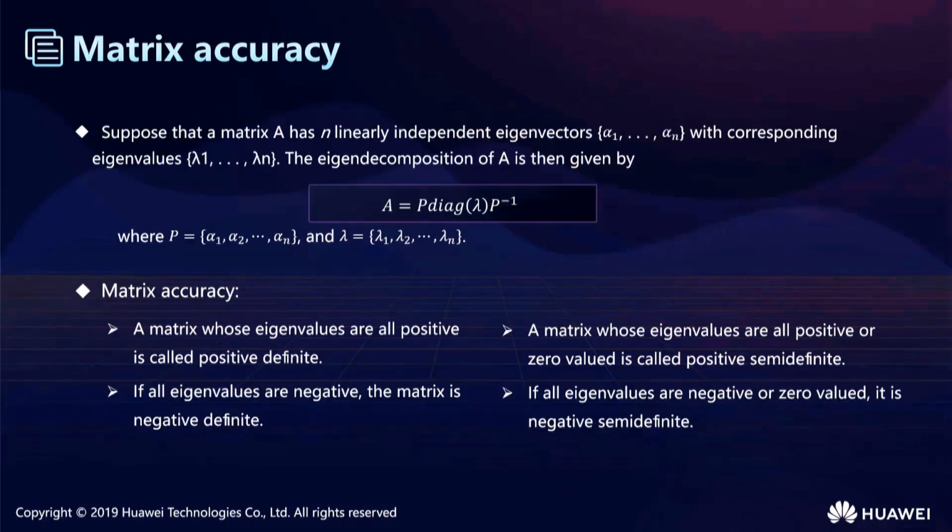For a symmetric matrix, its eigen decomposition has a special situation, giving the decomposition like this formula. Here are some definitions of matrices. A matrix whose eigenvalues are all positive is called positive definite. If all the eigenvalues are negative, then it is negative definite. A matrix whose eigenvalues are all positive or 0 is called positive semi-definite. And if all eigenvalues are negative or 0, it is negative semi-definite.